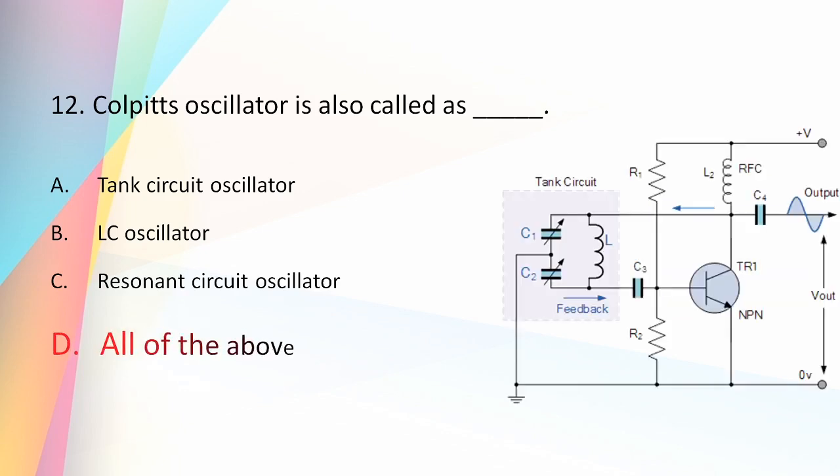And the answer is all of the above. The Colpitts oscillator is one of the LC oscillators consisting of a resonant tank circuit, and the tank circuit consists of two series capacitors in parallel with an inductor, as you can see from the diagram, C1, C2 parallel with L. Therefore, we can call it by any name like tank circuit oscillator, LC oscillator, resonant circuit oscillator.